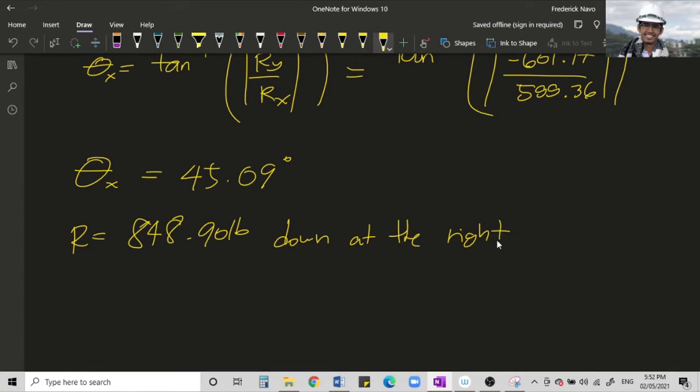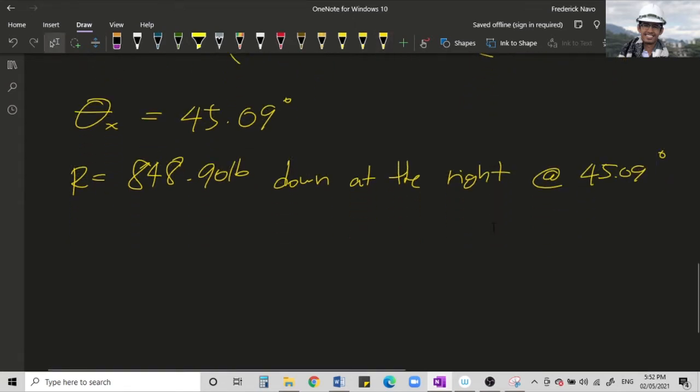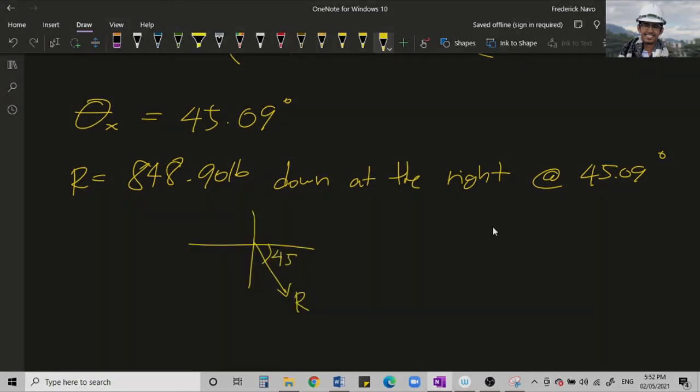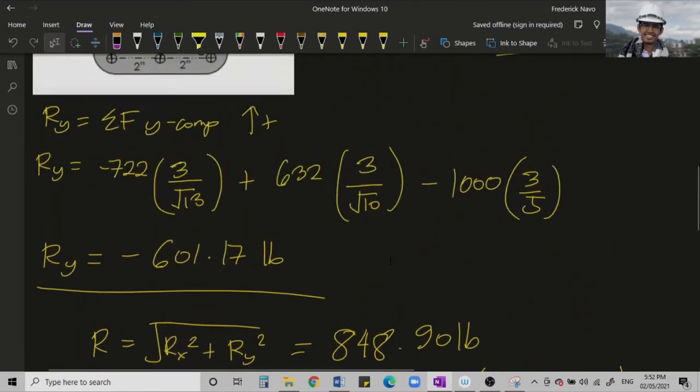The right at 45.09 degrees. Okay. So that is actually going to the right, down at the right, yung ating resultant force. Parang ganyan siya, going to the right at an angle ng 45.09 degrees. Okay. Yan. So balik tayo doon sa ating figure.